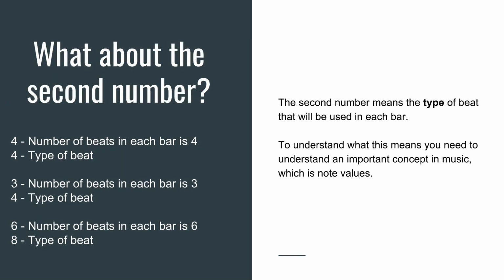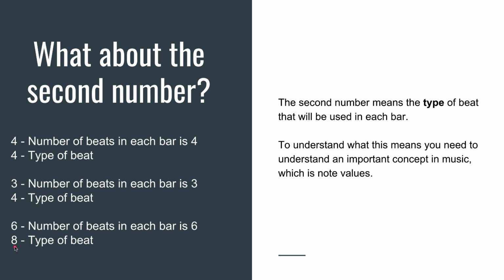But what about the second number? The second number is extremely important. The first number is the number of beats in each bar. The second number is the type of beat. So we've got the number of beats and the type. Because it's over 4, we look at it as a fraction, so it's 1 over 4. The bottom 4 is the type. In 6/8, it's 8, so the type of beat is 8.